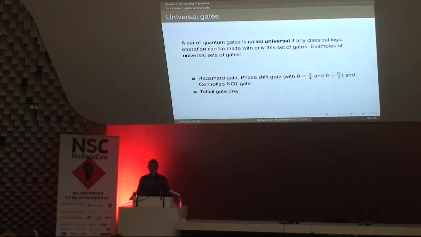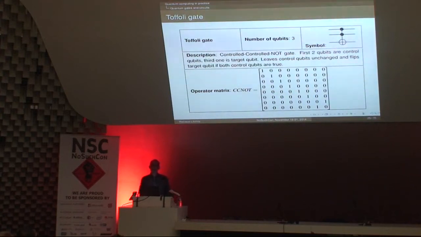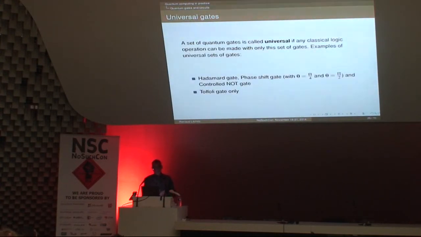And we call a set of quantum gates universal if they can make any classical logic operation only with this set of gates. For example, you can make any classic electronic gate and Boolean gate with only the Toffoli gate. So this one is universal by itself. With only the Toffoli gate, you can make any operation you want in the classic world. Or you can take a mix of Hadamard gate, phase shift gate, and controlled NOT gate. This is another alternative.